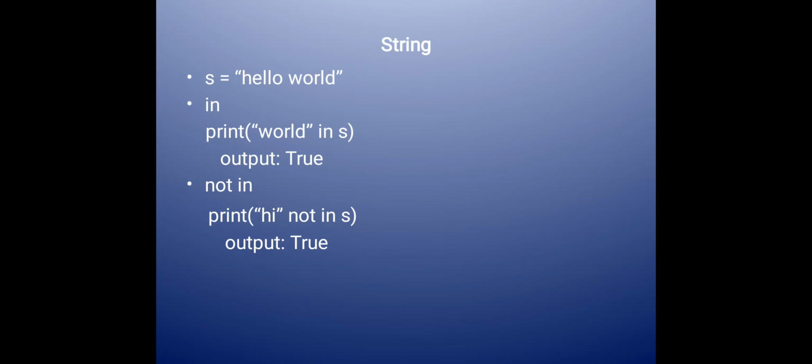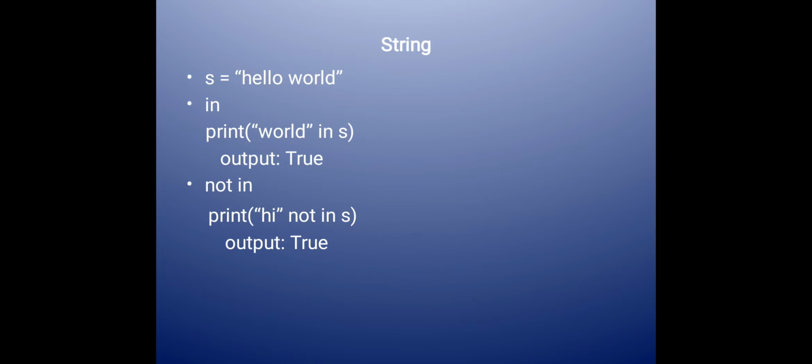So we can go to the first example using the in keyword. Print world in s. That means it is checking whether there is a word like world in s or not. If there is a word like this in s, it will print the output as true. Otherwise, it will be false. So here, the word is present in hello world. So the output will be true.